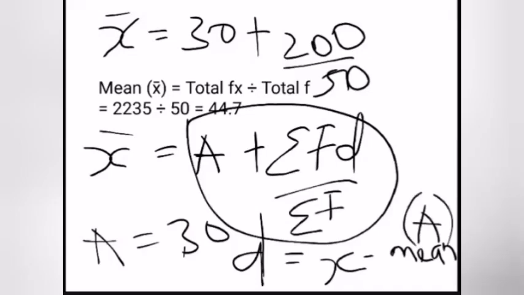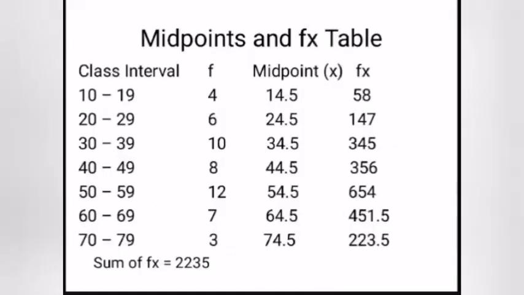Remember, I told you we are given an assumed mean of 30. So for you to find this, you have X minus mean, that's X minus A in this situation, because we don't know what the mean is. So we're going to use as our assumed mean, that's X minus 30. Do you understand?